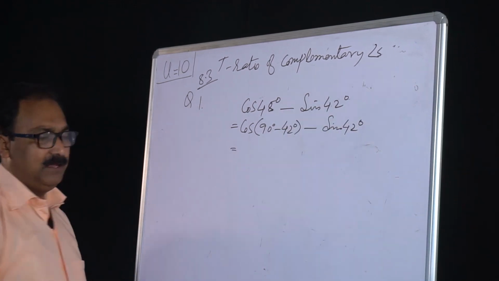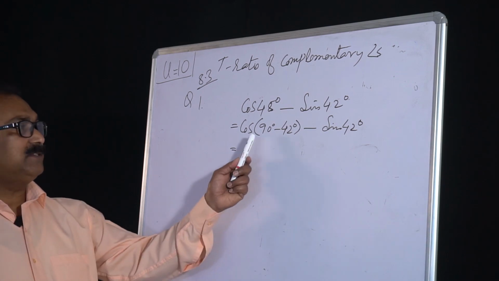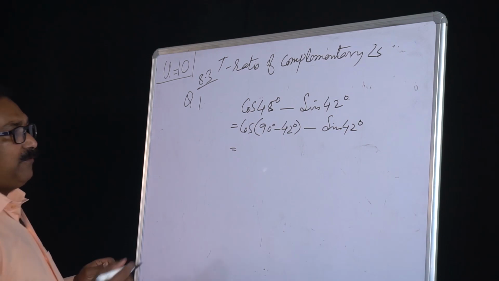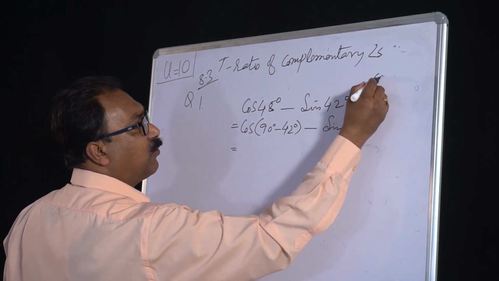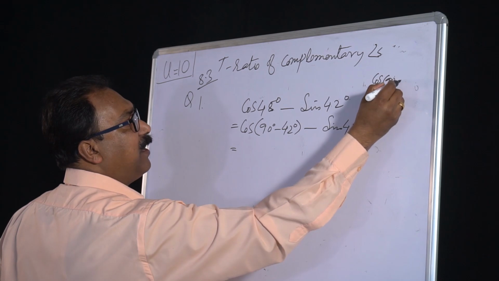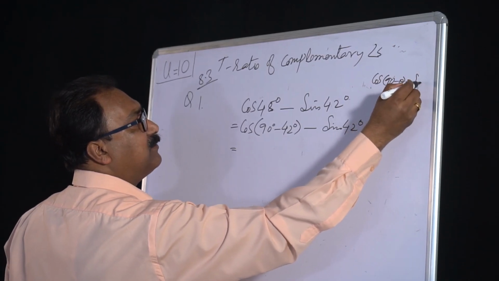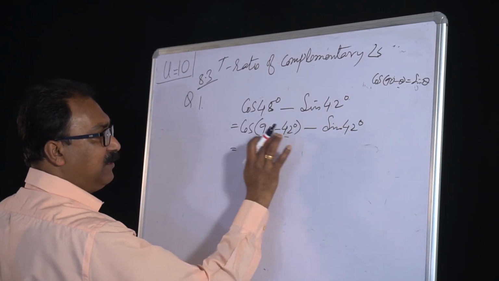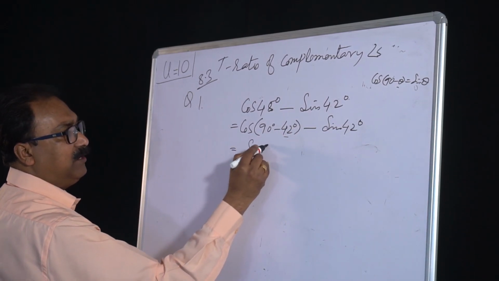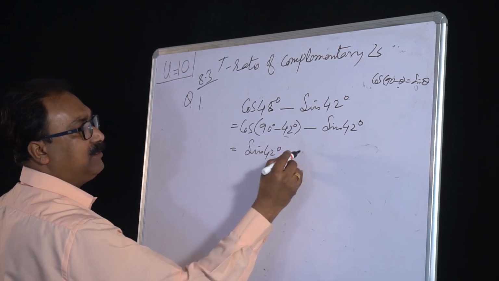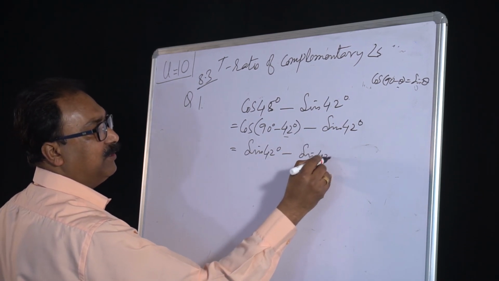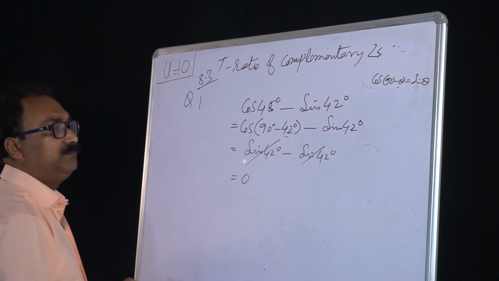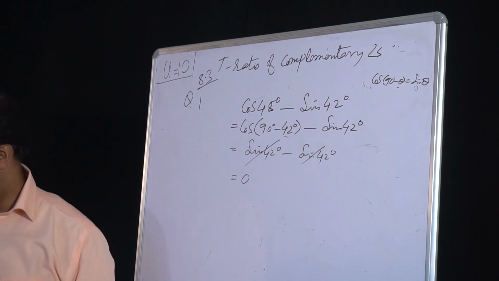So now what will be there? Cos of 90 minus 42 is 48, and this we consider as theta. So you refer to the formula: cos of 90 degrees minus theta is equal to sin theta, isn't it? So it will come sin 42 degrees minus sin 42 degrees. See, both are the same with different sign. We can cancel, we'll get the answer 0. So this is one type of question.